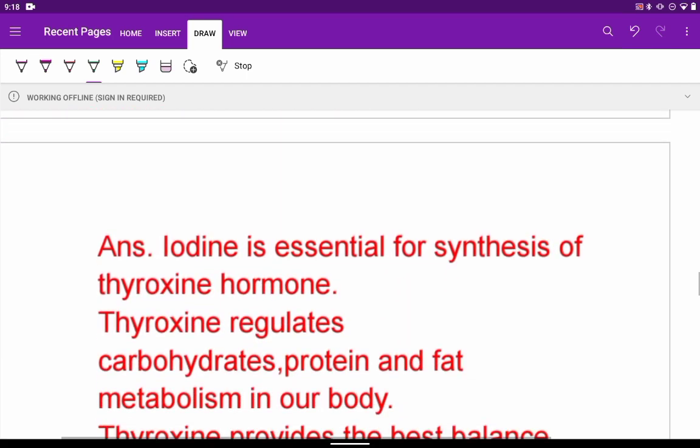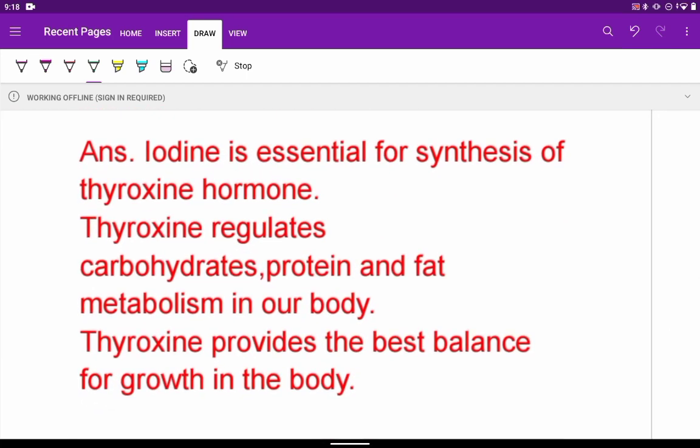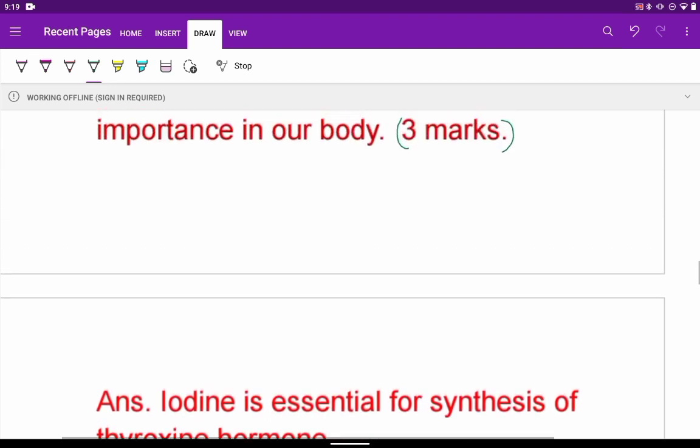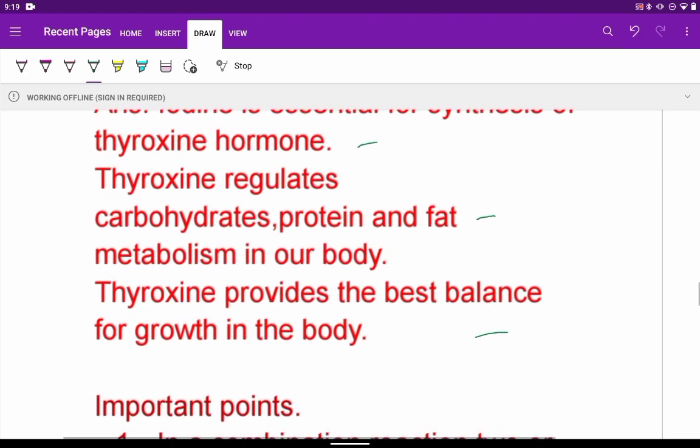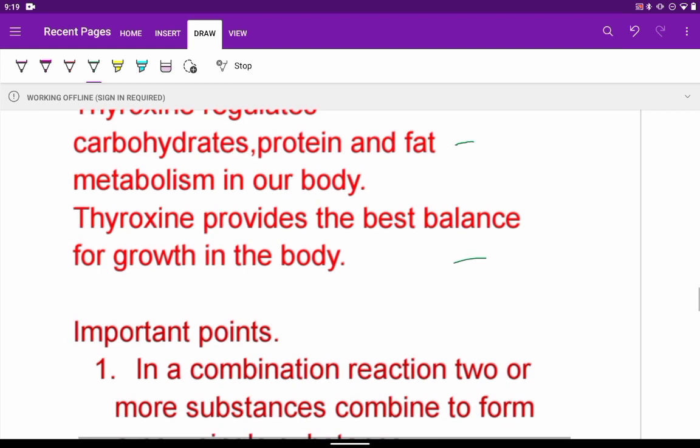Now for this, we can write the answer like this. Iodine is essential for synthesis of thyroxine hormone. Thyroxine regulates carbohydrate, protein and fat metabolism in our body. This will give 1 mark. And another use of thyroxine is that it provides the best balance for growth in the body. When you write all these 3 points, you can easily score these 3 marks. So I have tried to show you how you can score for 5 marks, 2 marks and 3 marks.